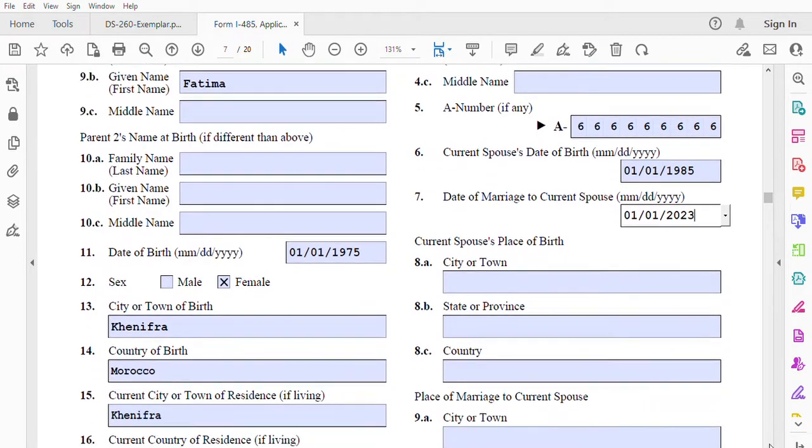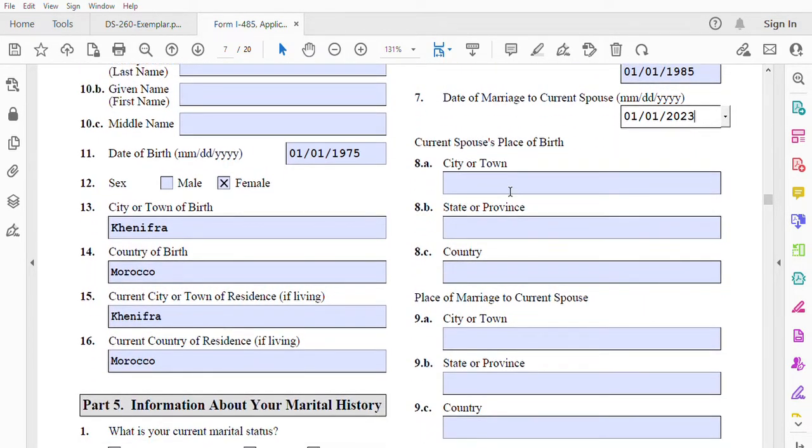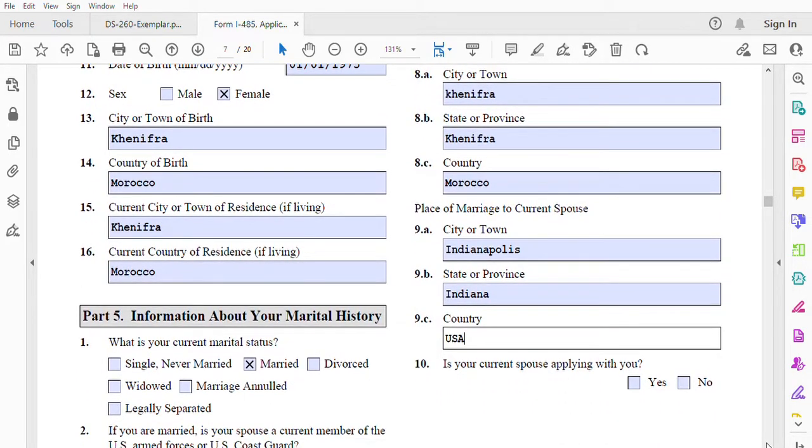Current spouse place of birth is Guinea from. It's from Morocco as well. State is Guinea from. The country is Morocco. Place of marriage to current spouse is Indianapolis, because we got married when he came to the United States. State is Indiana. The country is USA. Is your current spouse applying with you? No, he's a U.S. citizen by choice.